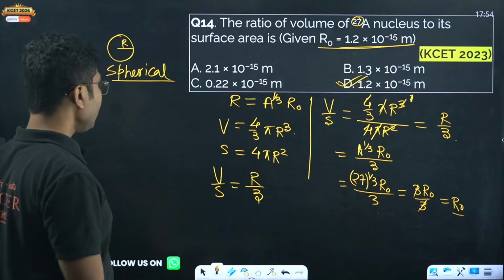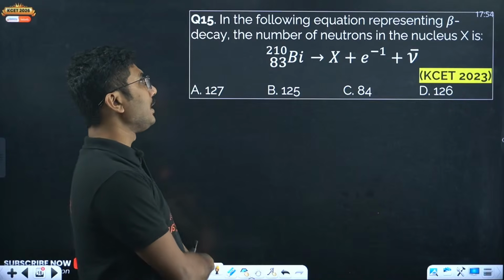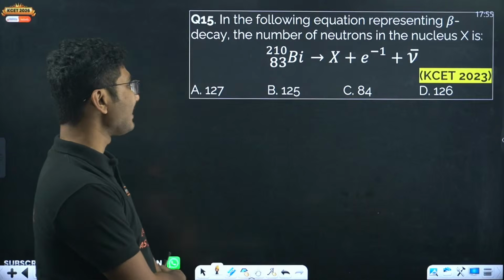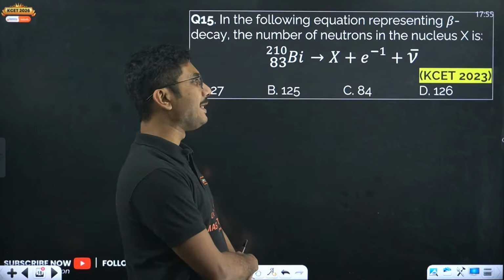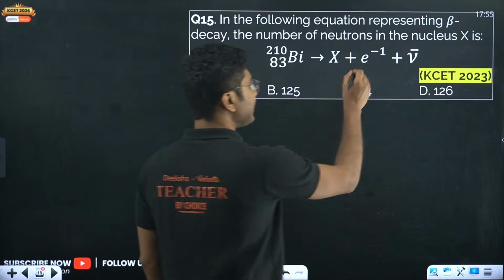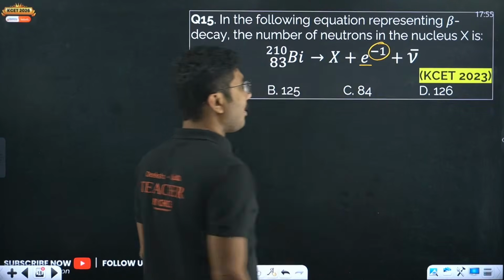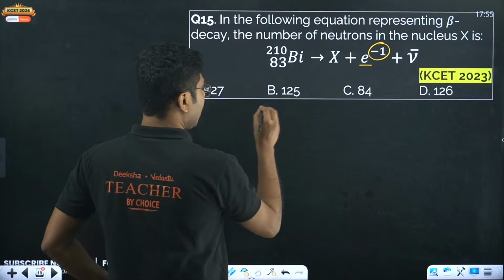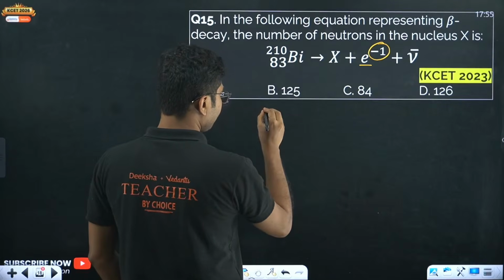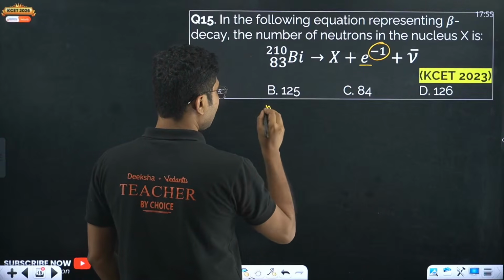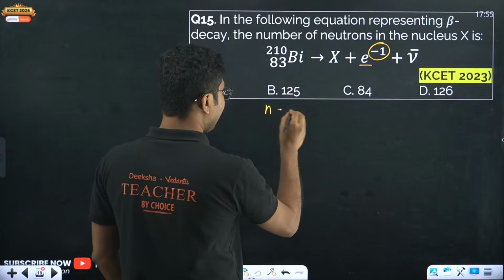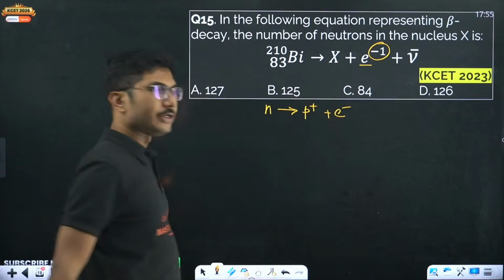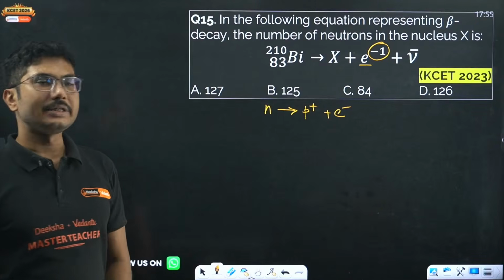Now next question. In the following equation representing beta decay, the number of neutrons in the nucleus X is. So they are telling you beta decay. Don't worry, what is beta decay? Beta decay is basically an electron which gives rise to a -1 value. It is coming from the nucleus because a neutron is breaking into a proton and an electron. This is called beta decay.